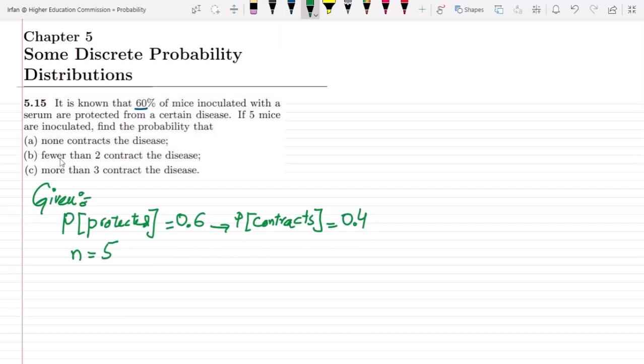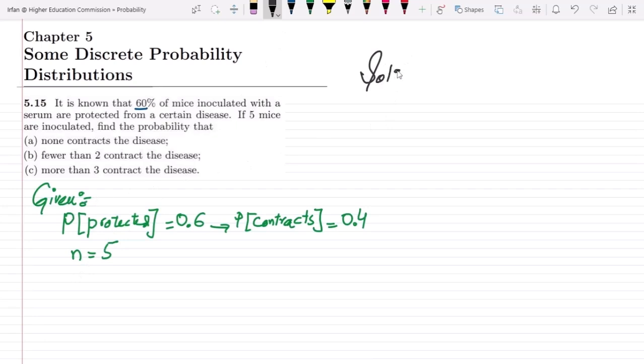So on the basis of this data, what do we have to do? We have to find that out of those 5 mice, A, none contracts the disease, B, fewer than 2 contract the disease, and C, more than 3 contract the disease. Okay, so let me first solve part A of my question.